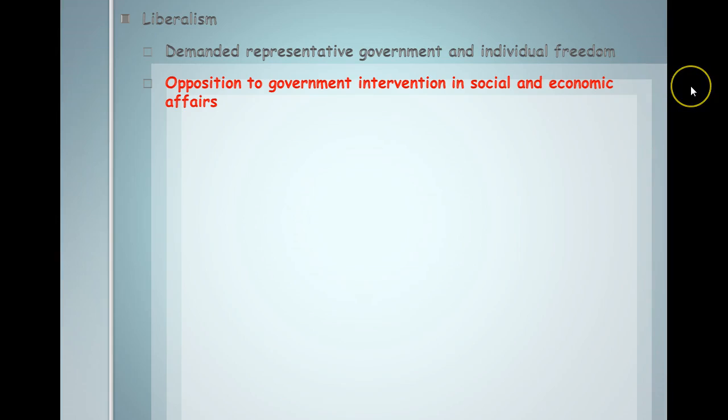Alrighty, so getting into liberalism. We've seen liberalism in the past when we've got people who want representative government, individual freedoms. Of course, this stems from the Enlightenment period. We're going to get a little bit more specific here, is that they have opposition to government intervention in social and economic affairs. So what does that mean?